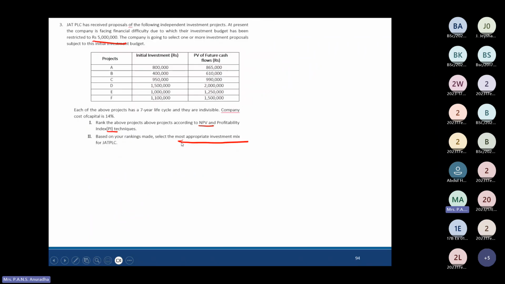So this is also a similar type. Rank the projects according to NPV and PI index and, based on the ranking, select the most. The budget limit here is 5 million. In line with this 5 million, you have to select the projects and calculate the combined NPV, and see what the increase of the wealth is by selecting this particular project mix.